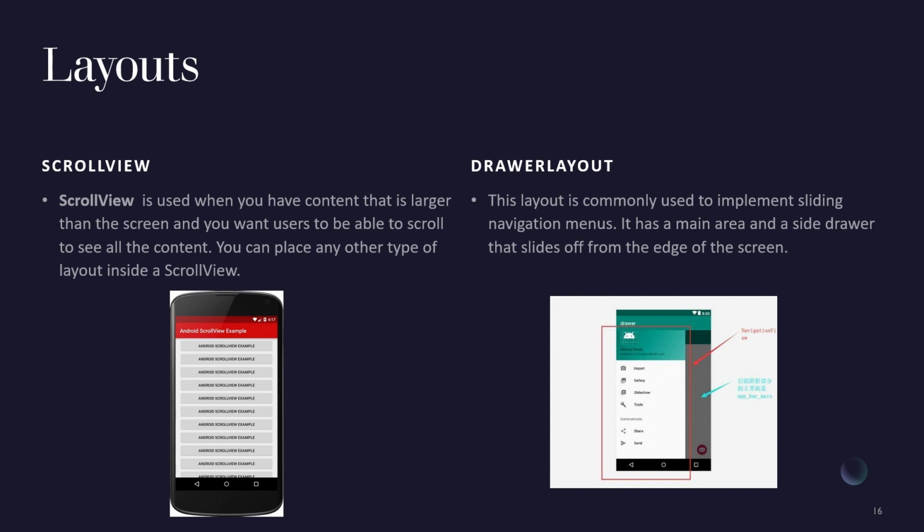Drawer layout. This layout is commonly used to implement sliding navigation menus. It has a main area and inside drawers that slide from the edge of the screen. This has a lot of applications. This drawer layout, a sliding navigation menu, you see in this image. So yeah, most common. Put here your account, I don't know, gallery, tools, settings, all of these types.